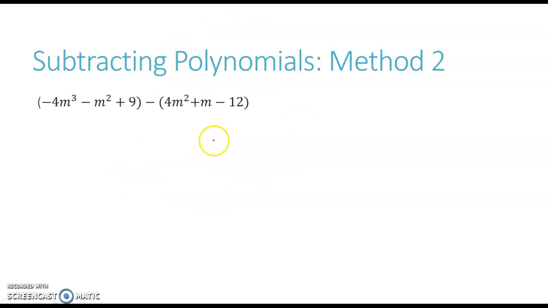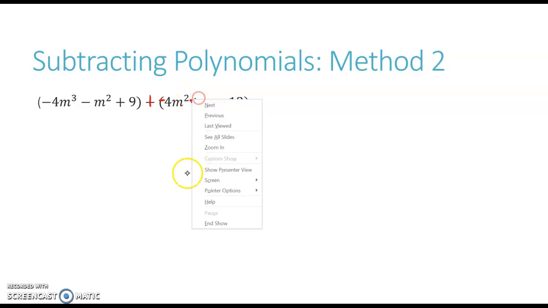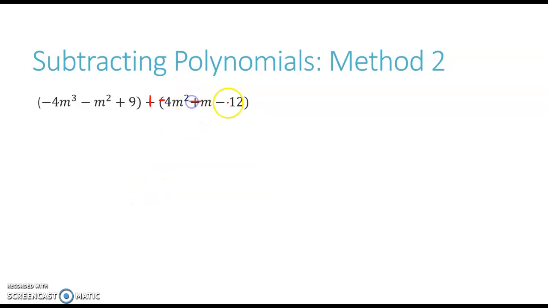How does this look for method 2? I would still rewrite this, so I'm going to make this plus. This is going to be negative, negative, and then positive.